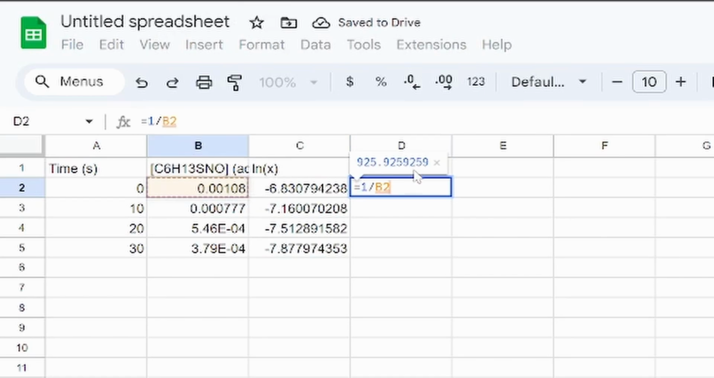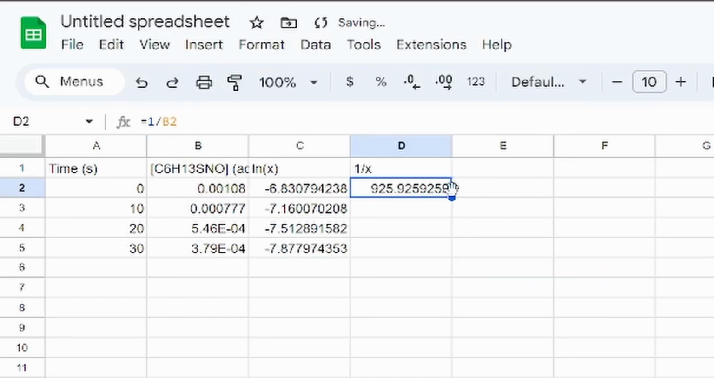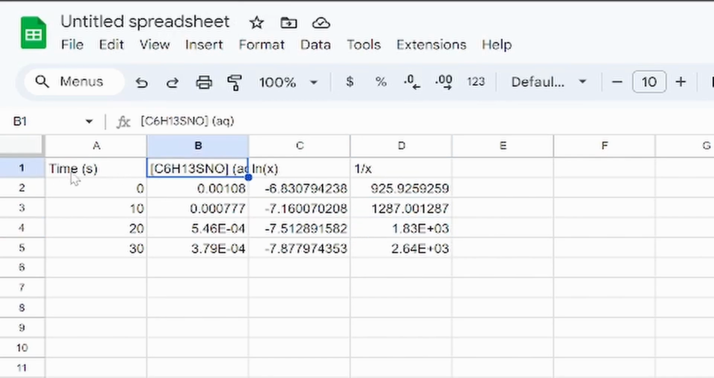And we're going to do the same thing. We're going to do 1 over the concentration. If I don't want to do the autofill, I can hover over this bottom right corner and I can click and drag it, or I can double click it to extend it all the way down. Either one is fine. And now I have potential options, right?